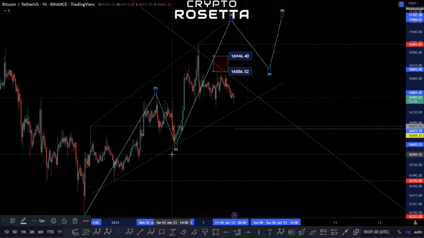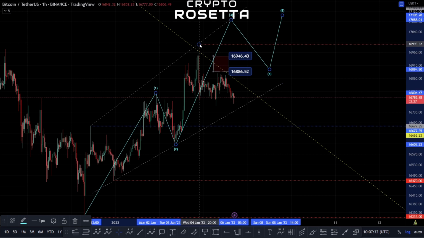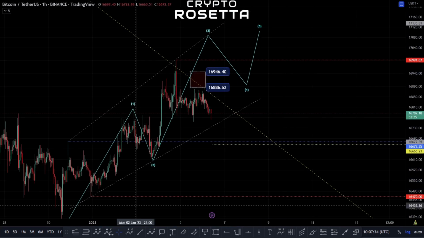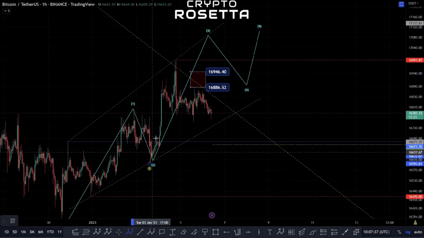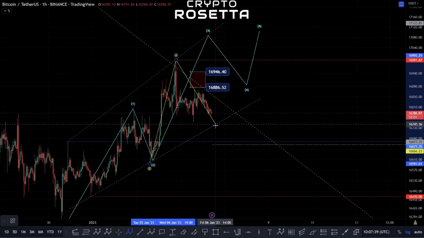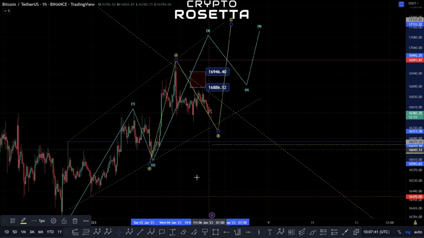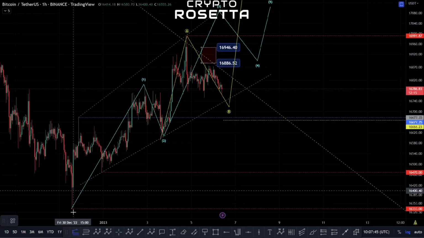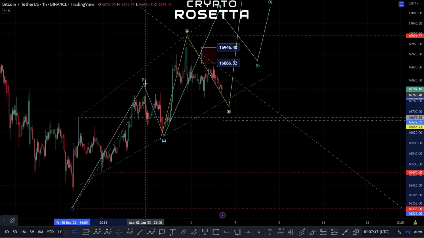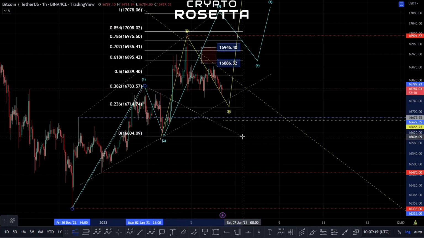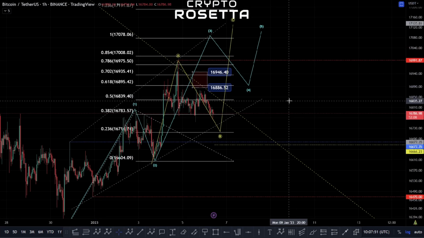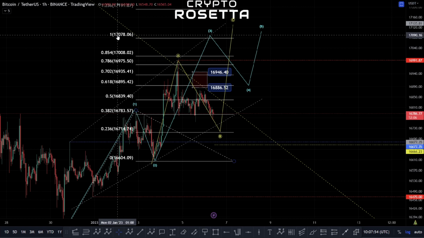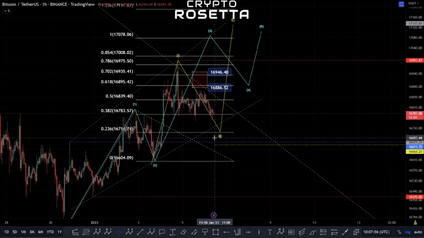ABC for 1. This is an X wave. And this would be the first part of 3, where this becomes an A wave. We look to form a B wave, and we get that C wave to the upside again. The thing with this is, if this were to play out, effectively we couldn't cross above this 17,078 range.